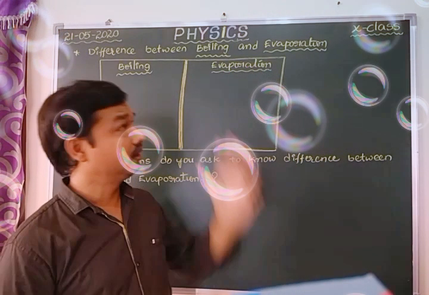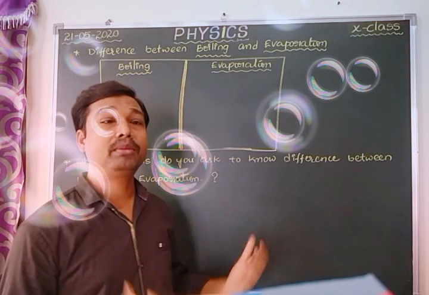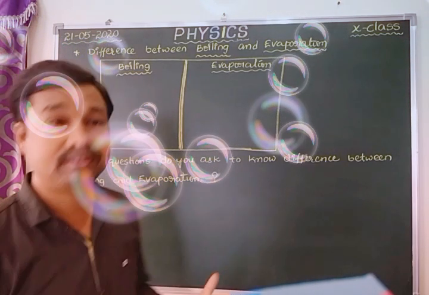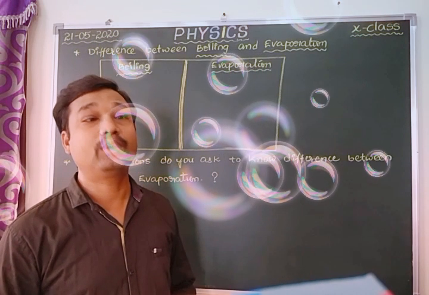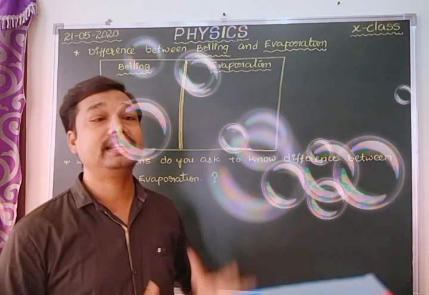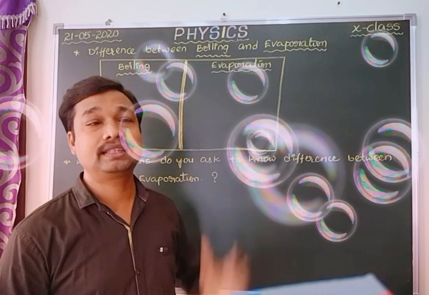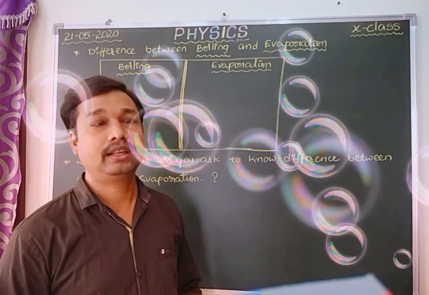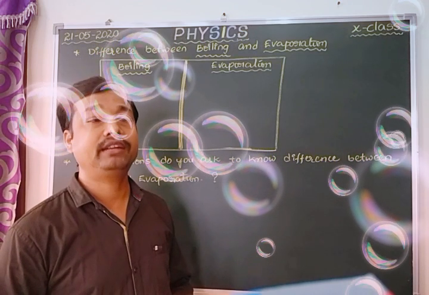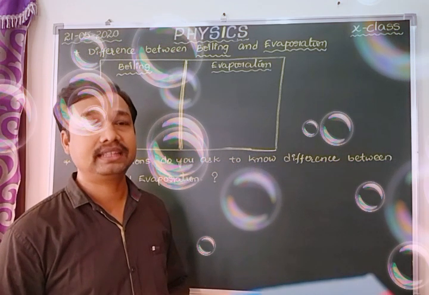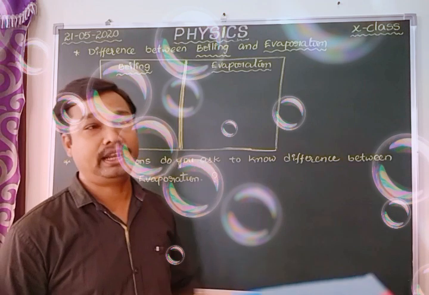Now we can define boiling. What is meant by boiling? Boiling is the process of change of state from liquid to gas at 100 degrees Celsius. This is called boiling. Once again, boiling is the process of change of state from liquid to gas at 100 degrees Celsius; that is what we call boiling.